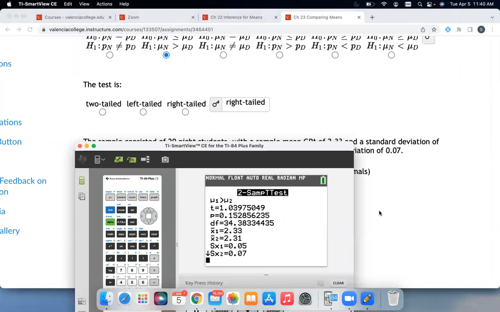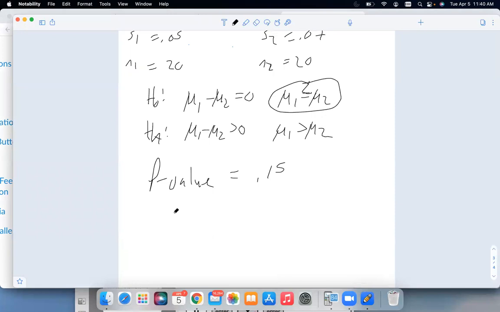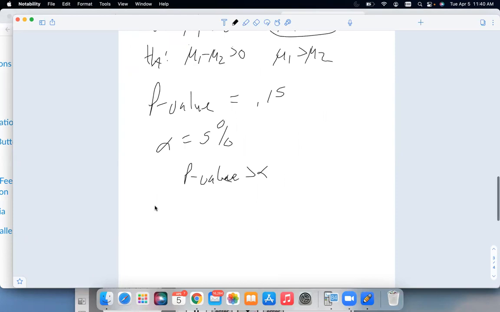It's gigantic. So our p-value, if we use, say, 5% for alpha, is bigger than alpha. Bigger than alpha, we fail to reject the null. We don't draw any conclusions, and we say we do not have strong evidence.